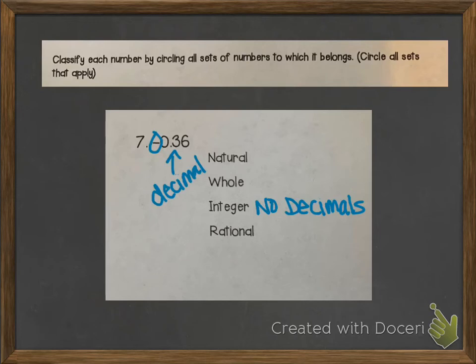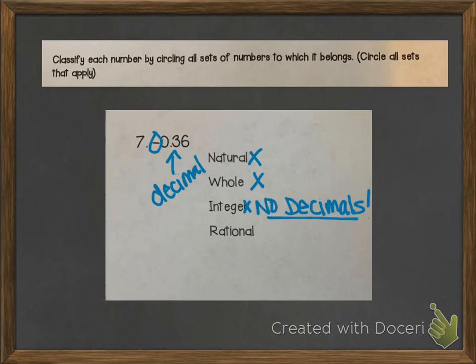Okay, so some notes real quick. It is a negative number, so therefore it's automatically not whole and it's automatically not natural. If I am looking, I also notice that there's a decimal. Integers are negative, but they're a whole number and its opposite. Therefore, there's no decimals in an integer, so that does not work either.